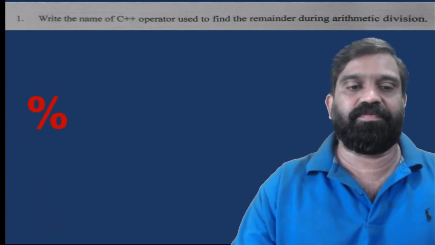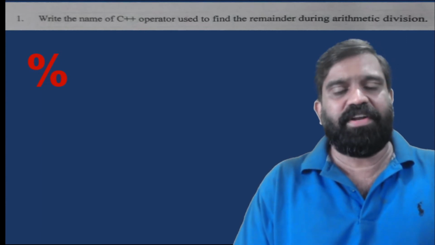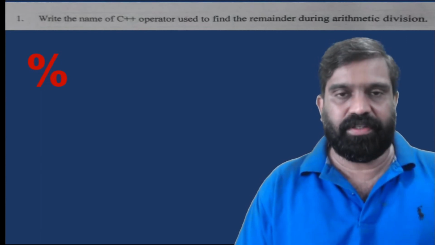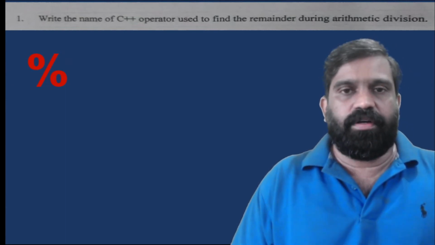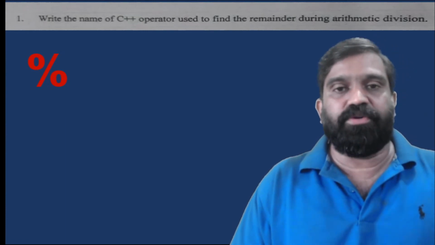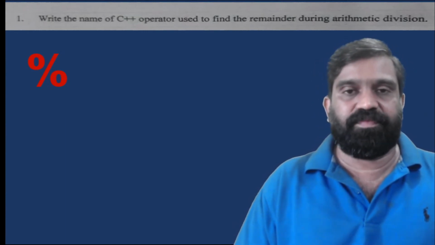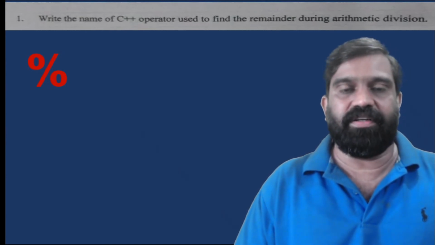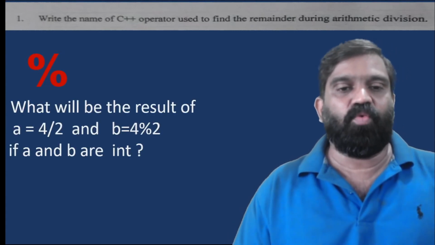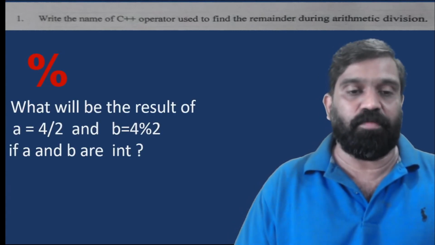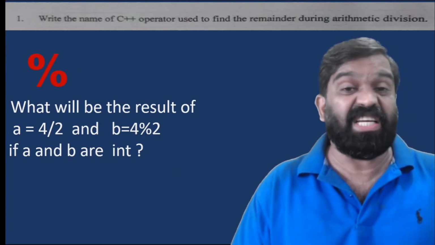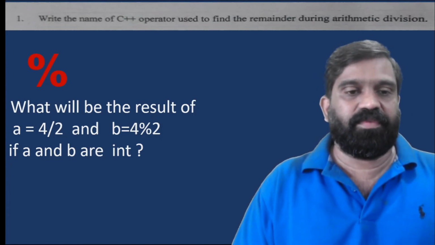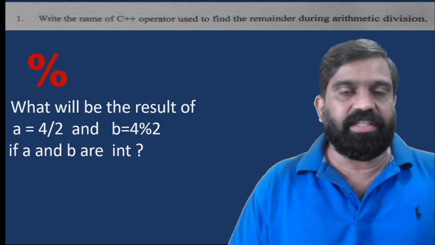The answer is the modulus operator. But whenever we are learning about the modulus operator, along with that we have to learn about integer division also, because for the examination they usually ask to compare the modulus operator and the division operator. So let's see one question. What will be the result of A = 4 / 2 and B = 4 % 2 if A and B are int data type? We usually get this question.